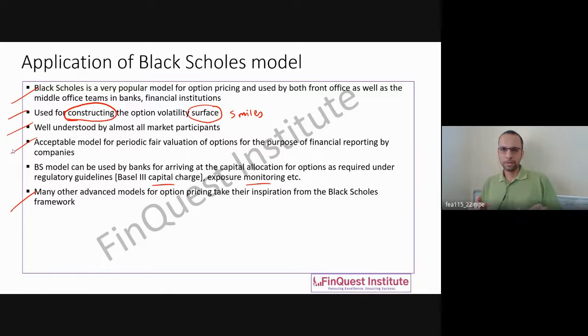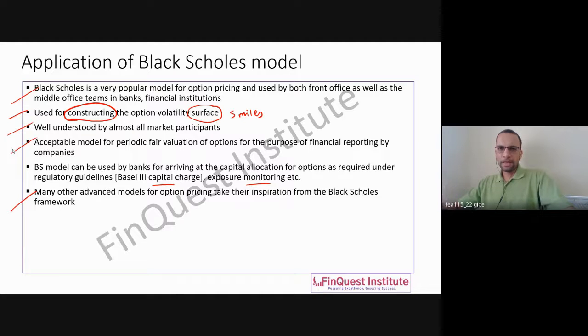So as we say, rather than reinventing the wheel, we use something which is already there and then build something on top of it so that enhancements are there. So that's how the Black-Scholes framework gets consumed by the broader market. So these are a few applications and a few advantages of the Black-Scholes model as well.